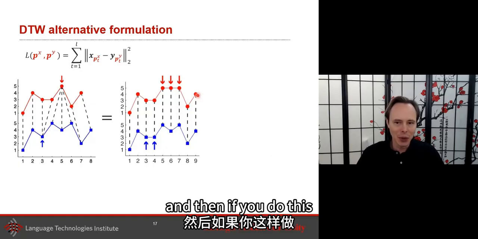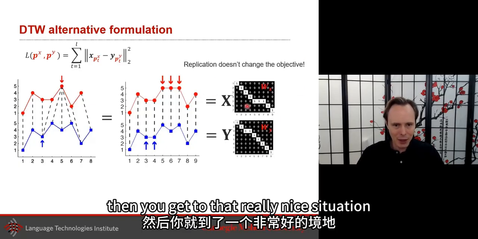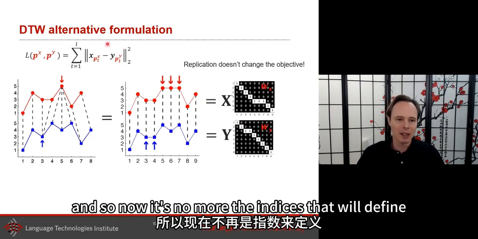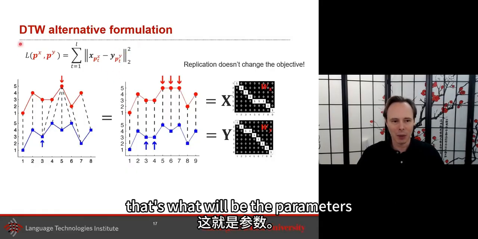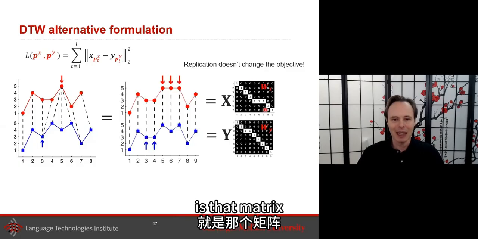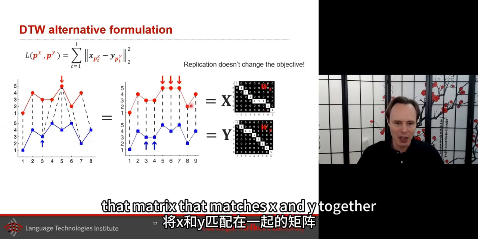And then if you do this, you get to that really nice situation where you can have a matrix. Now it's no longer the indices that define the parameters, but the main thing you will be searching for is that matrix that matches X and Y together.